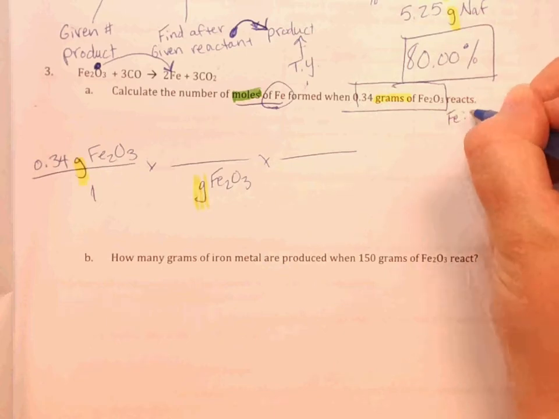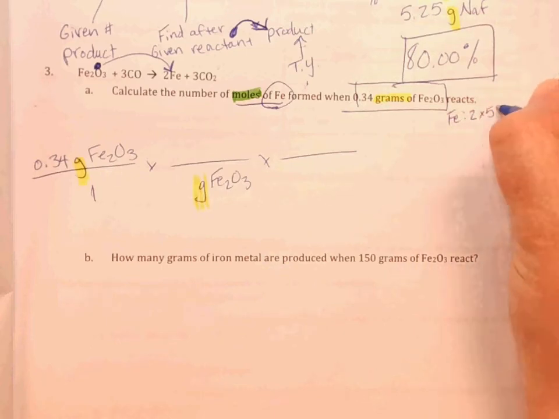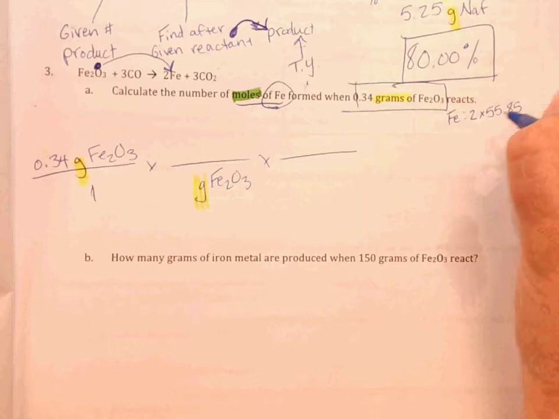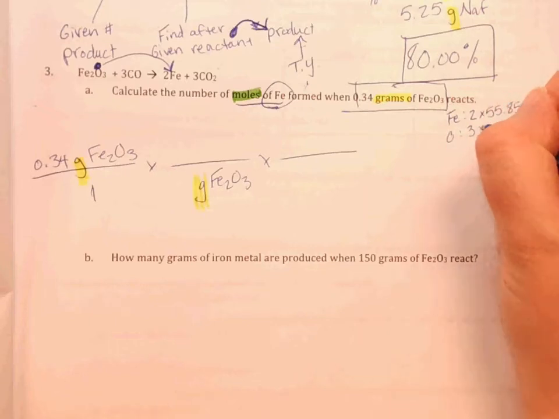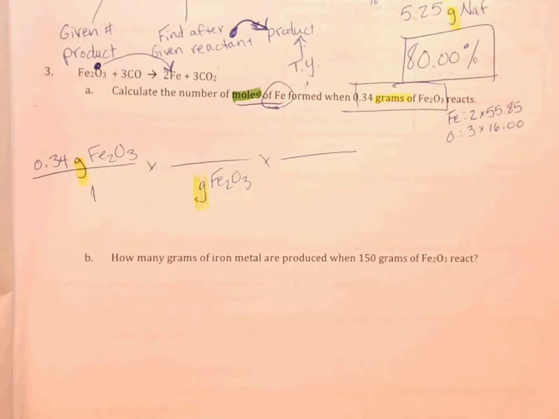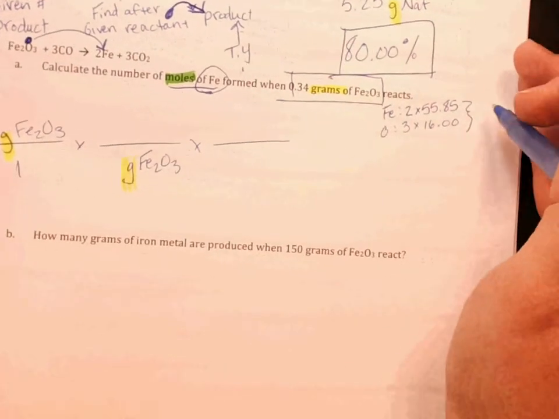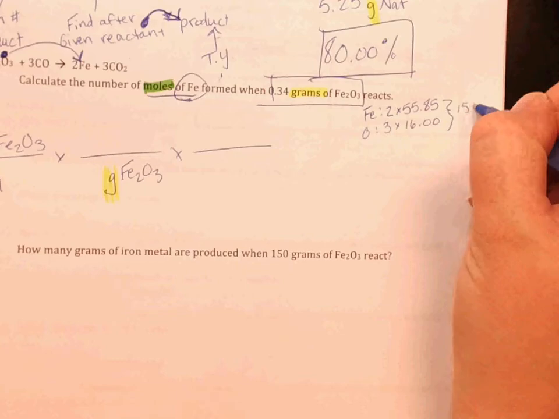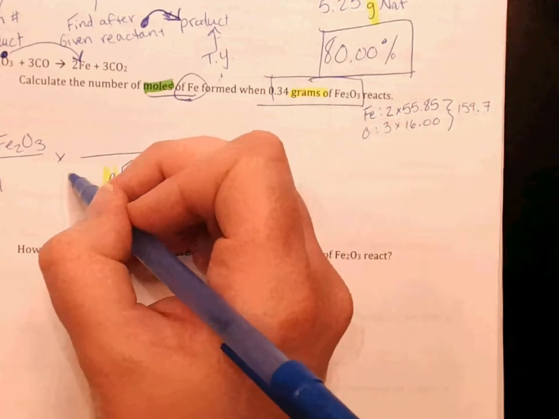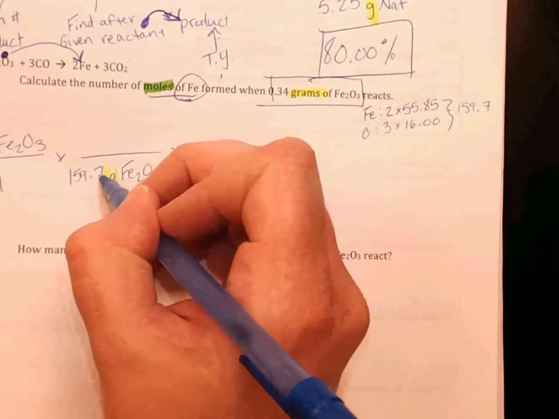So you're going to have to do 2 times iron is 55.85, oxygen 3 times 16. If you add that up, I believe you get 159.7. Is that right? Yeah. You get 159.7, so that's your number of grams that's going to go in your second fraction.